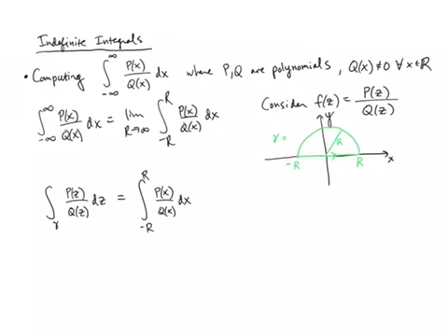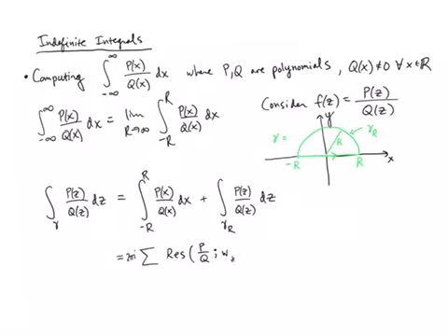And then the other piece is, so let's say that this upper bit here is gamma sub r. So then we have the integral along gamma sub r of p of z over q of z dz. And that, by the residue theorem, is equal to 2 pi i times the sum of the residues of p over q at some singular points wj.